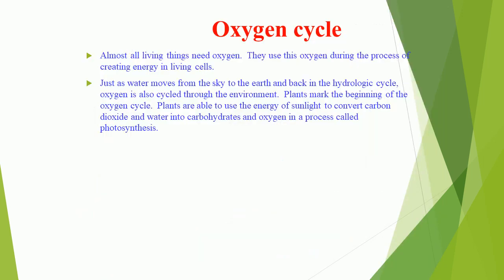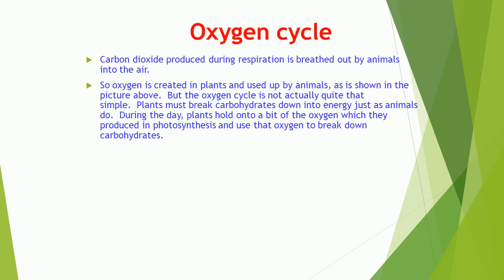Oxygen cycle. Almost all living things need oxygen. They use this oxygen during the process of creating energy in living cells. Just as water moves from the sky to the earth and back in the hydrologic cycle, oxygen is also cycled through the environment. Plants mark the beginning of the oxygen cycle. Plants are able to use the energy of sunlight to convert carbon dioxide and water into carbohydrates and oxygen in a process called photosynthesis. Carbon dioxide produced during respiration is breathed out by animals into the air.